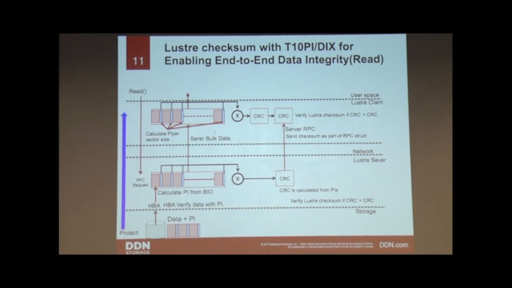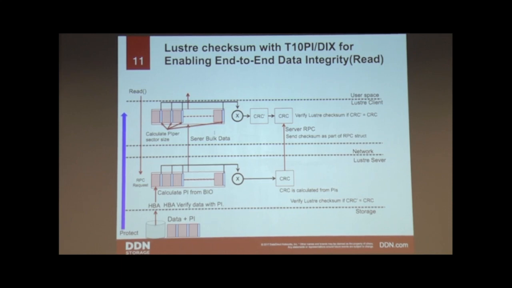The read operation is pretty much the same. When your application requests the read operation, the Lustre server reads the data from the disk, but your data already has the T10-PI information. Once the server reads the data from the disk, the HBA checks it, so your data is protected and validated with a checksum. Then the Lustre server receives the data from the disk, recalculates and verifies the T10-PI checksum.